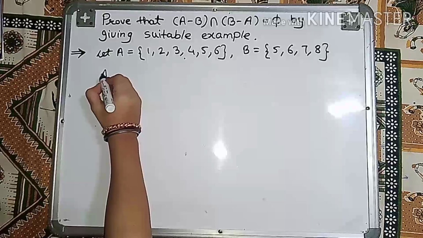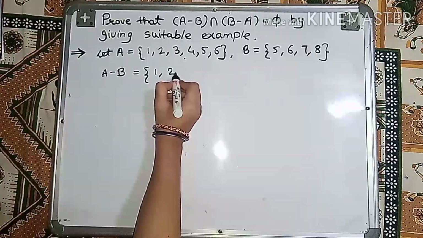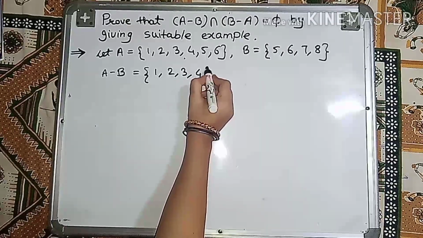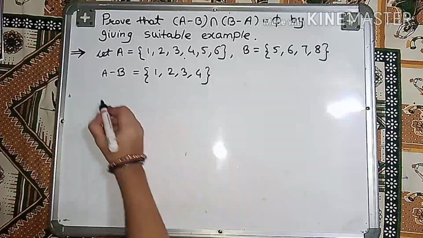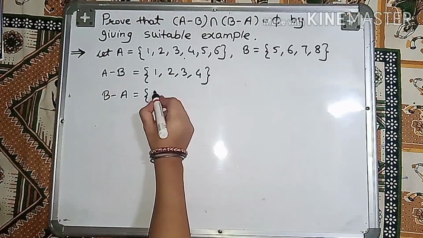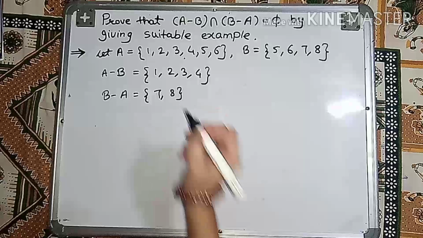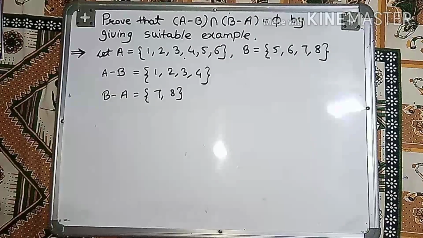Now what will be A minus B? 1, 2, 3, 4, means elements of A which are not in B. Next, B minus A. What will be B minus A? 7, 8, means elements of B which are not in A. So here what we have to prove? The intersection of A minus B and B minus A is equal to the empty set.